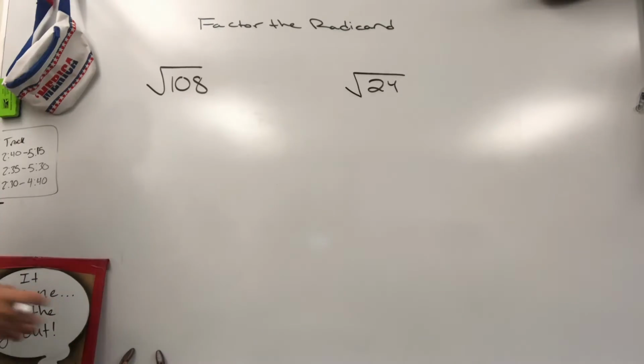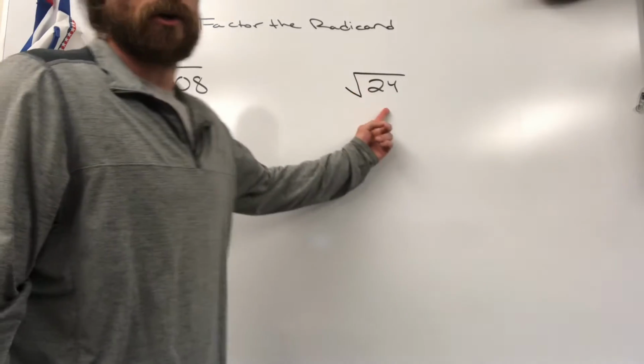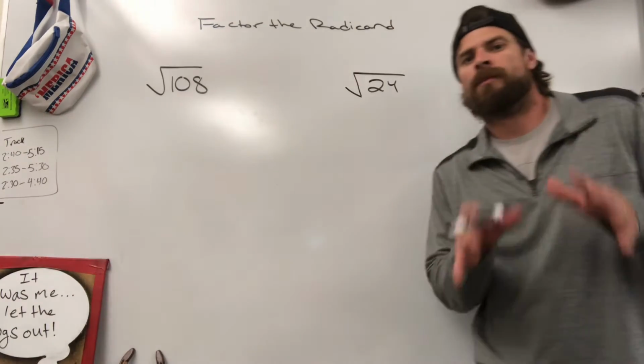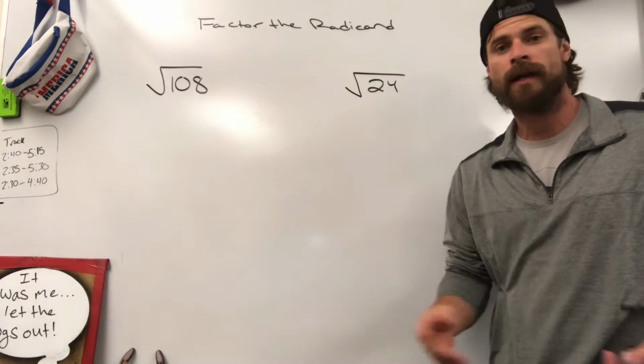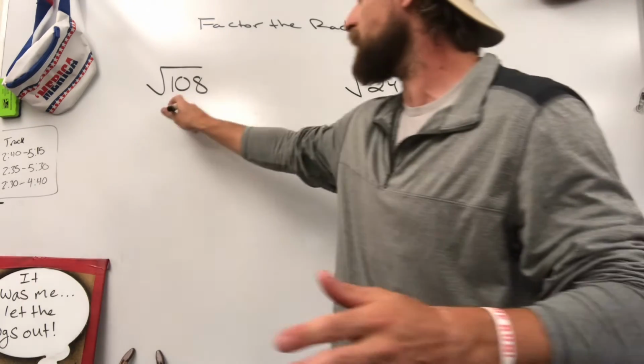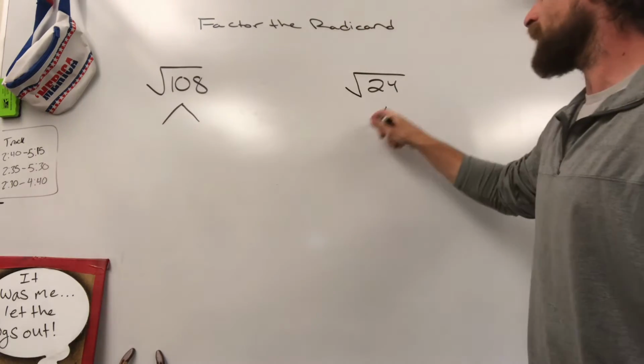All right, let me teach you how to factor these. So we got square root of 108, square root of 24, neither of which are perfect squares. So to simplify these down or to factor them out, all we got to do, factoring, right? Splitting something into two things that when multiplied together would bring you right back to it. So that's what we're trying to do.